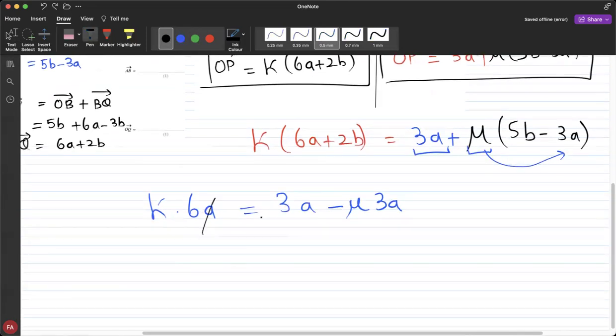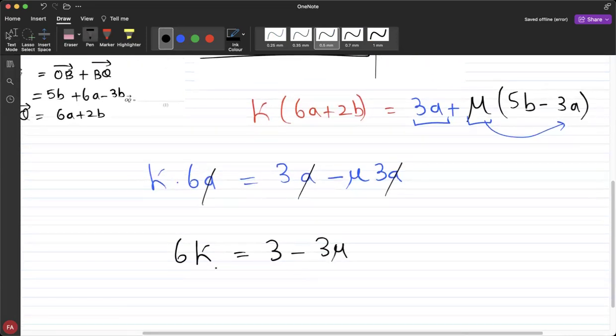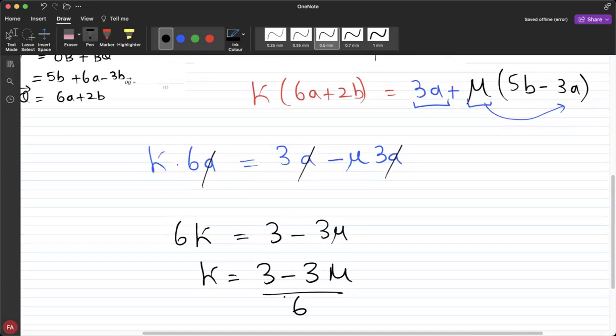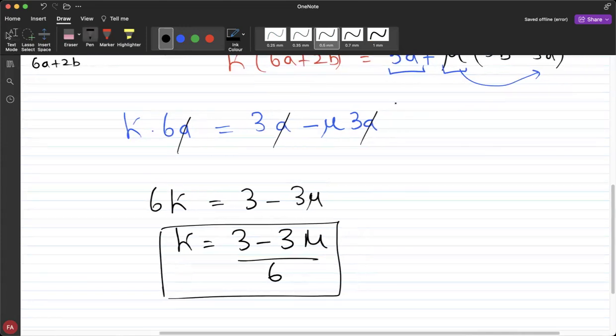Now I can just cancel out the a because I know it's common in all three of them. That means I should end up getting 6k equals 3 minus 3 mu. I can express k as 3 minus 3 mu over 6. You can simplify this as well. You could take 3 common out and simplify this fraction. I don't need to at this point in time.